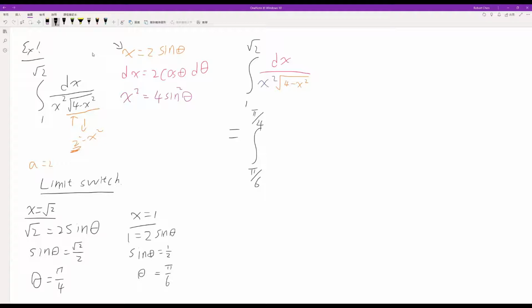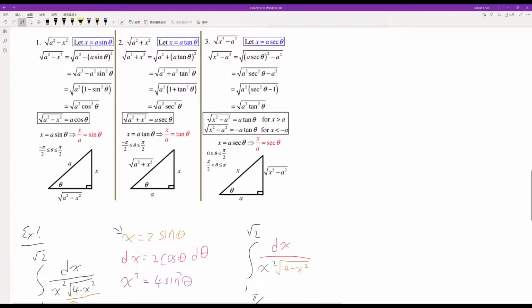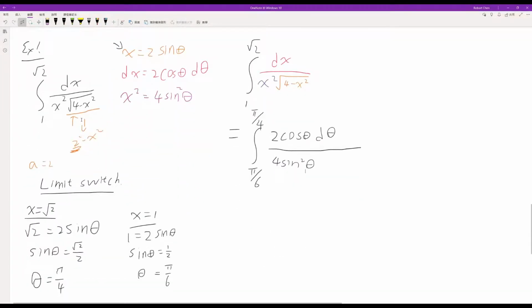We're going to rewrite everything in here using our trig sub. So dx is 2 cosine theta d theta. X squared, that's 4 sine squared theta. And what's square root of 4 minus x squared? Let's go up a little bit and look at our first one. If we started by using x equal to a sine theta, then square root of a squared minus x squared will be a cosine theta. So in this case, radical 4 minus x squared will be 2 cosine theta.